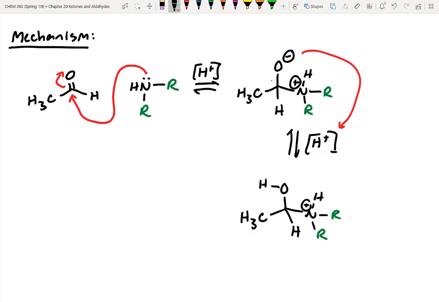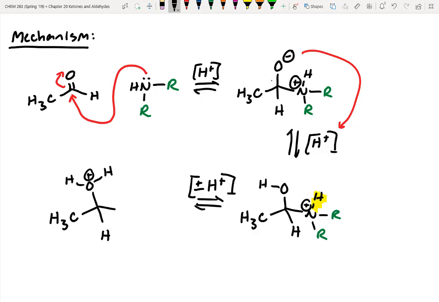All right, and then in the next one, we're going to, again, shuttle this proton from the nitrogen over to the alcohol group. So I'm just going to indicate this with plus minus H plus. So now our alcohol has 2 protons. Is that another reason why tertiary would work, because there's no nitrogen to shuttle? That's part of it, although we are under acidic conditions. So there's always protons around to shuttle.